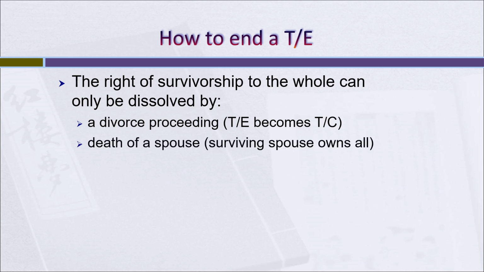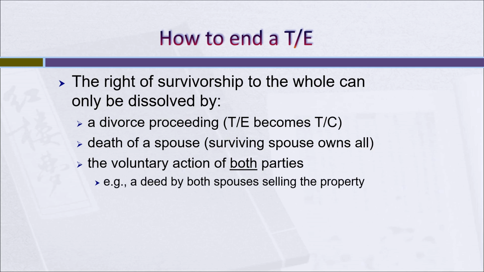Another possibility, of course, is the death of one of the spouses. The result of that is that the surviving spouse owns all of the property by virtue of the right of survivorship. Also, it's possible that the voluntary action of both parties together can end a tenancy by the entirety, but they both have to join. One possibility is that they'll sell the property to some third party, and if both of them sign the deed, of course, both of them give up their interests, and that's the end of the tenancy by the entirety.